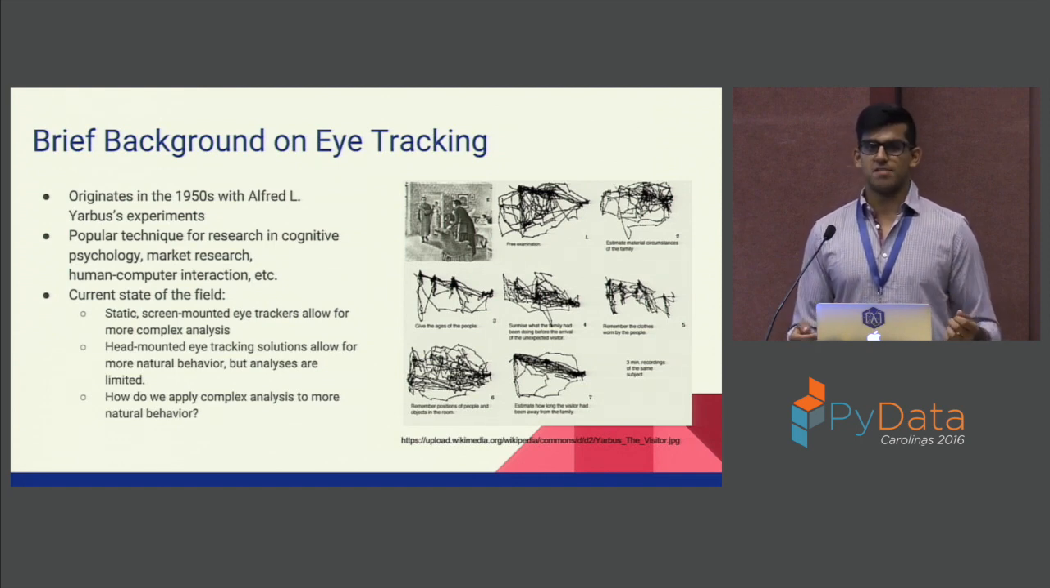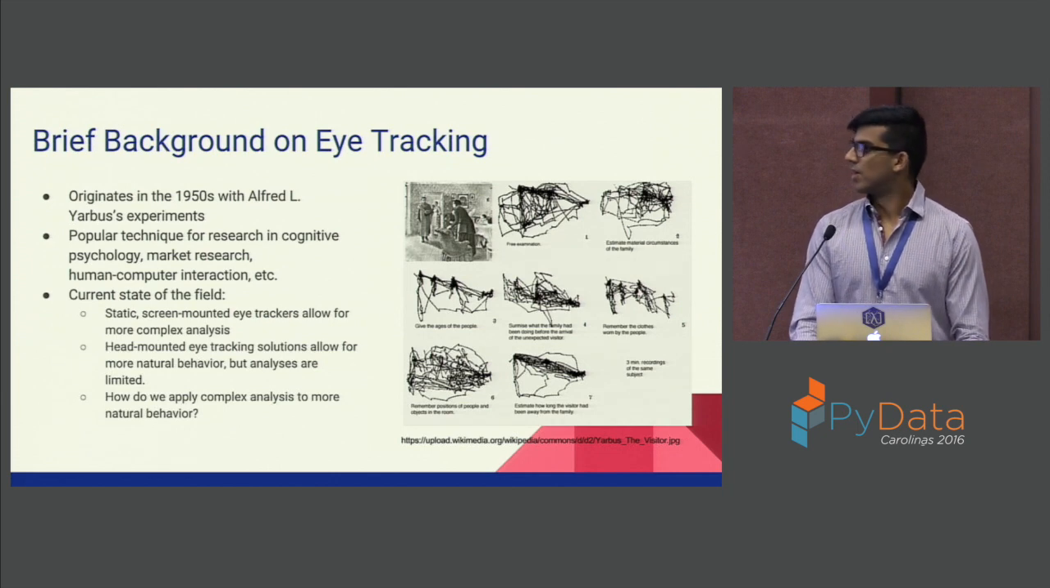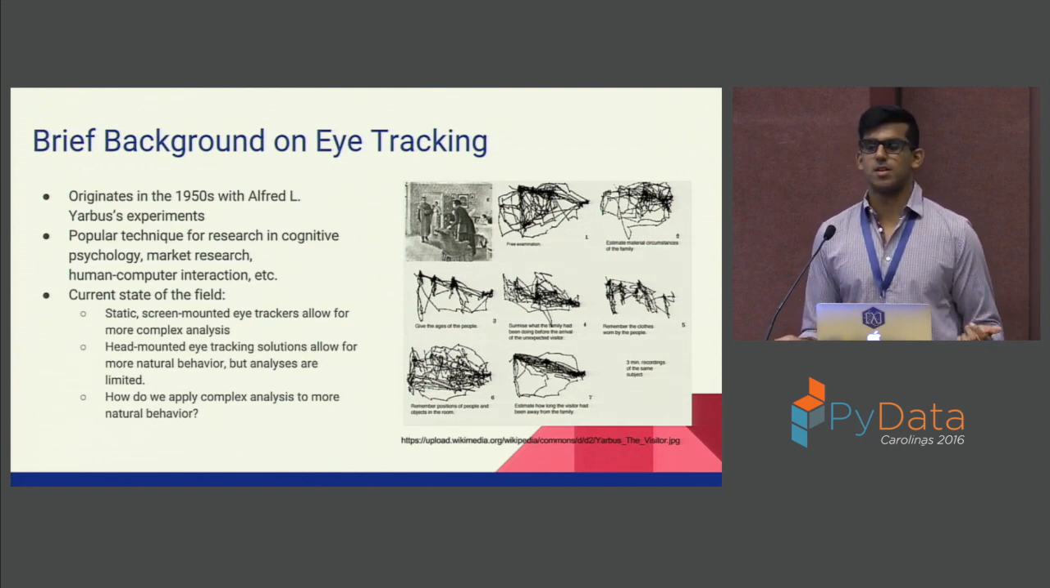So the other modality of eye tracking research these days is head-mounted eye tracking, including eye tracking glasses, which is what we were working with. The disadvantage to that is that analysis becomes a lot harder because you're only getting gaze coordinates with respect to a video camera on the eye tracking glasses. So our problem that we're trying to solve here today is how do we do complex analysis on eye tracking glasses data?